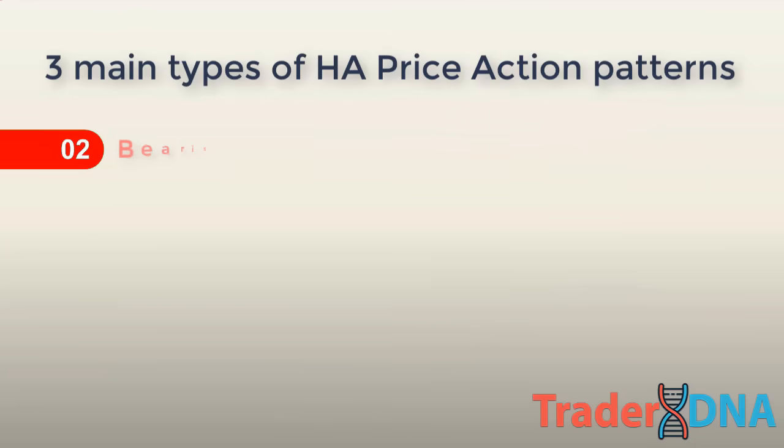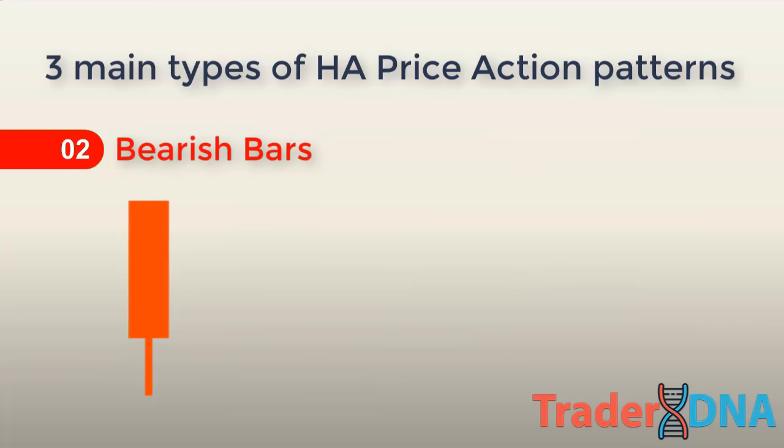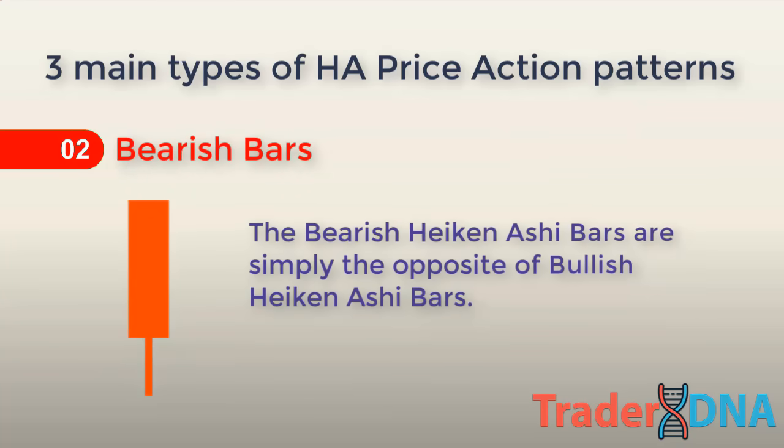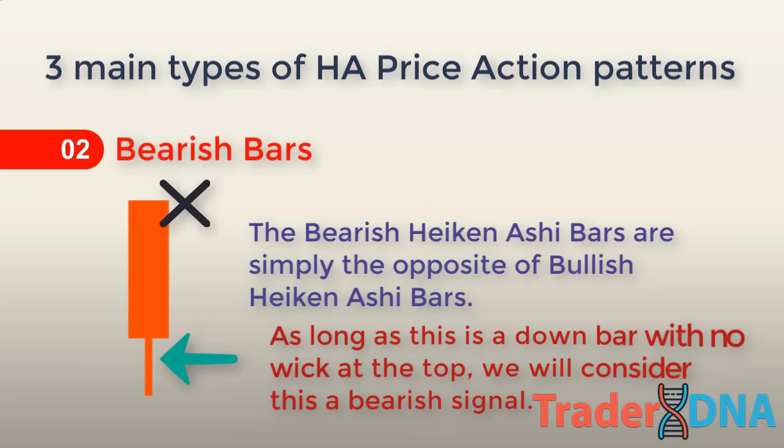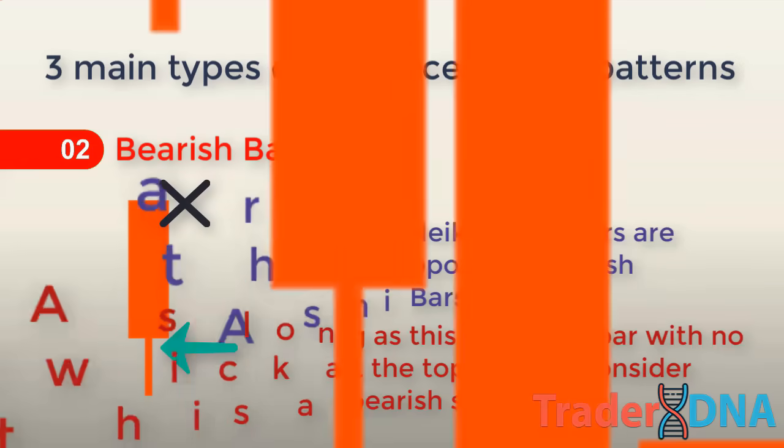Second, bearish Heikin Ashi bars. The bearish Heikin Ashi bars are simply the opposite of bullish Heikin Ashi bars. They have a wick at the bottom, but no wick at the top. As long as this is a down bar with no wick at the top, we will consider this a bearish signal.